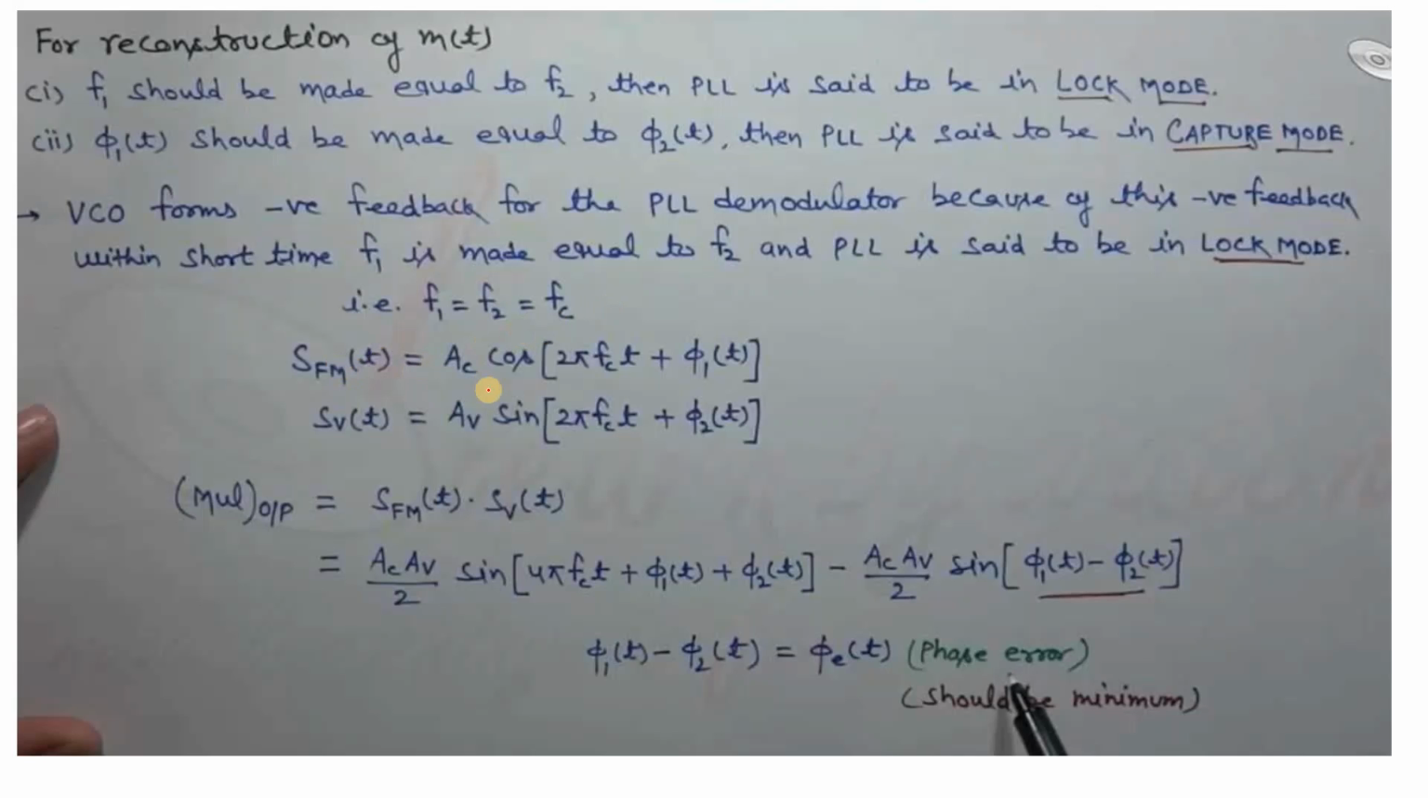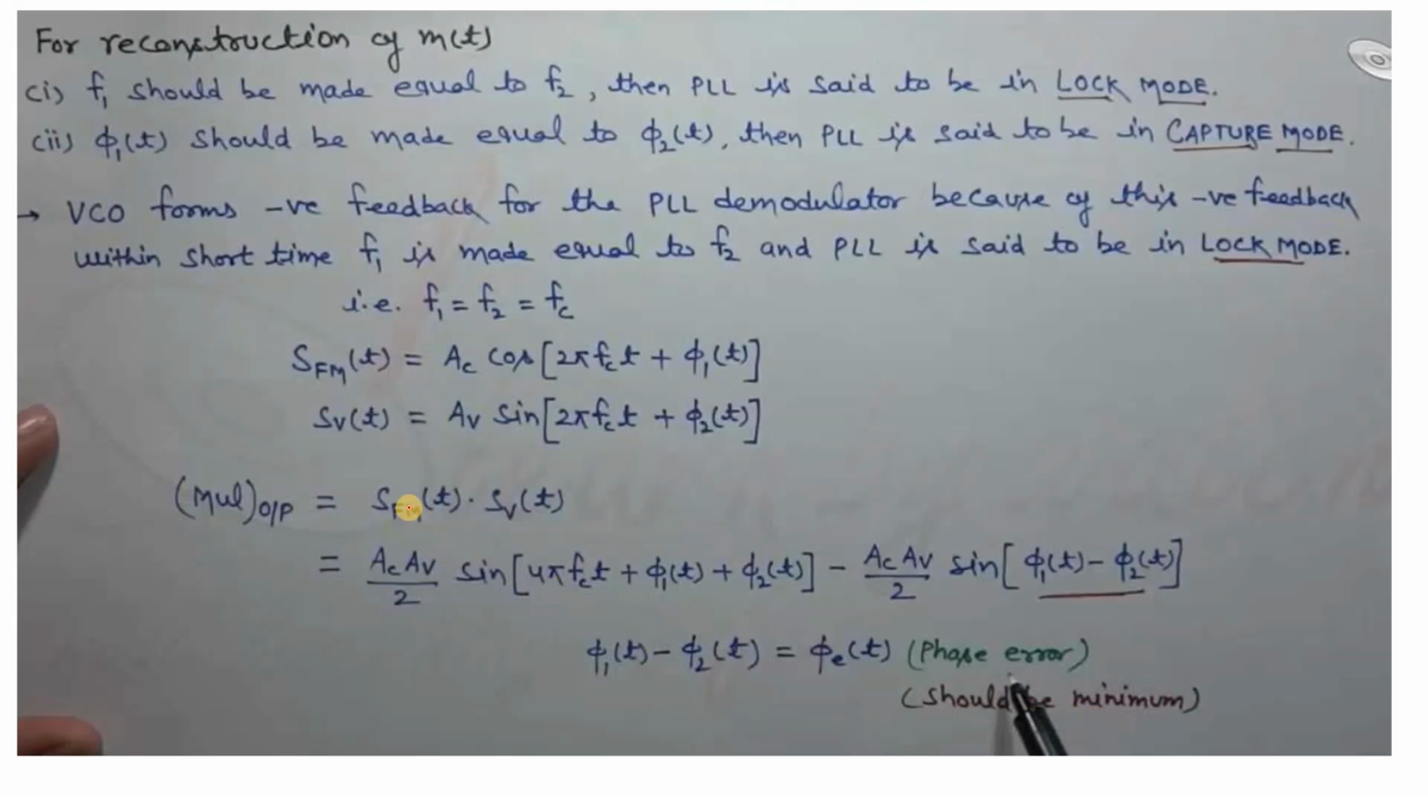Then SFM of t is equal to Ac cos of 2 pi fc t plus phi 1 of t. SV of t is equal to Av sin of 2 pi fc t plus phi 2 of t. Then the multiplier has two inputs, that is SFM of t and SV of t. When you multiply them, you get the resultant phi 1 of t minus phi 2 of t is equal to phi e of t. Okay, this is the phase error.